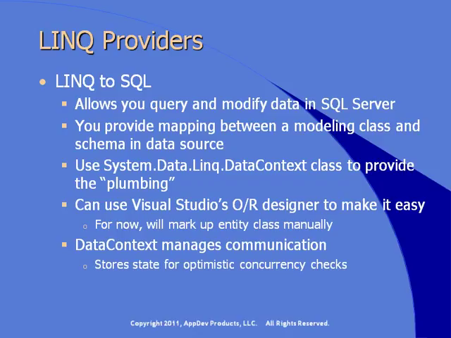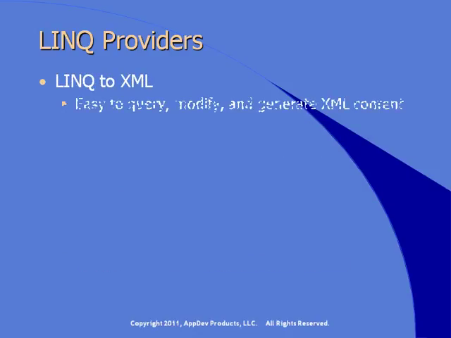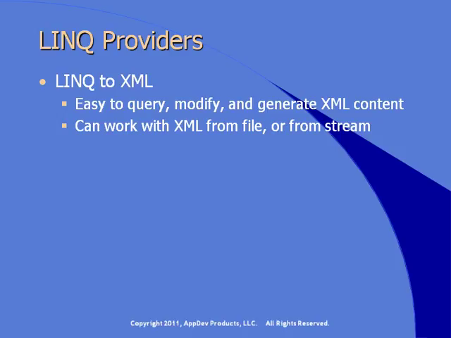It also stores state for optimistic concurrency checks. The data context class does that for you. The LINQ to XML provider makes it easy to query, modify, and generate XML content. You can work with XML from a file or from a stream. It doesn't matter whether it's stored on disk or not.